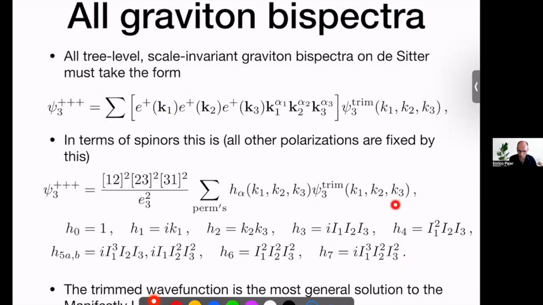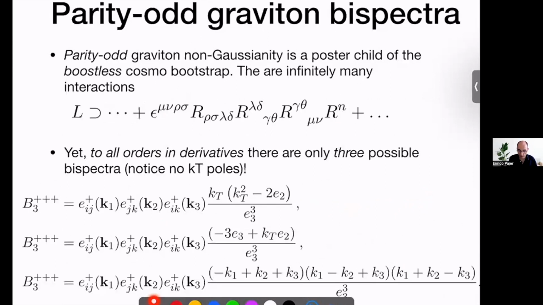So the only unknown part of this cubic wave function is this polynomial. But I just told you that this cannot have poles. It's only polynomials in K1, K2, K3 of second order, and it should satisfy locality.